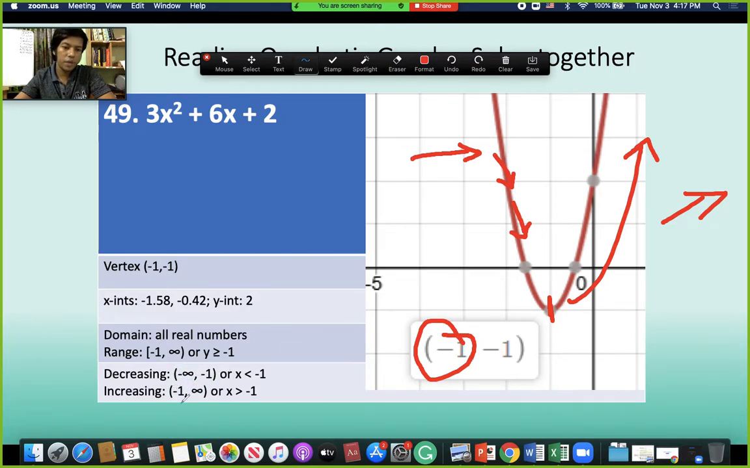Okay, and for increasing and decreasing, in both cases it will be a first bracket, because the -1 is not included. The increasing starts just right after -1, and the decreasing stops just right before -1. That's the sense.